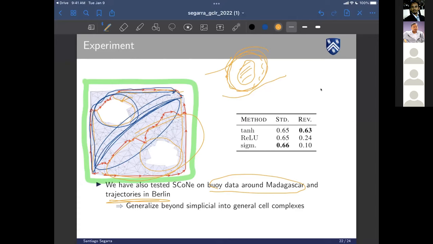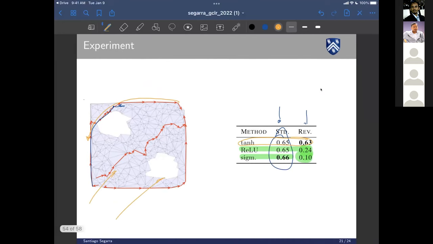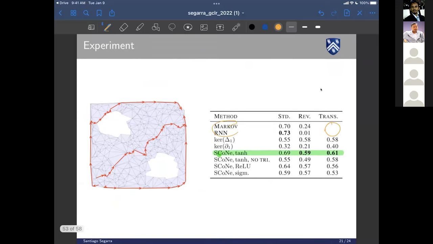So at least in my view, it helps you learn these broader descriptors of trajectories based on holes to the left, to the right, around, etc., as opposed to something like an RNN or a Markov model, which essentially focuses on the minute details of which is the edge that comes after one edge, etc.